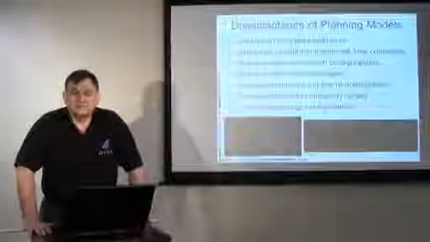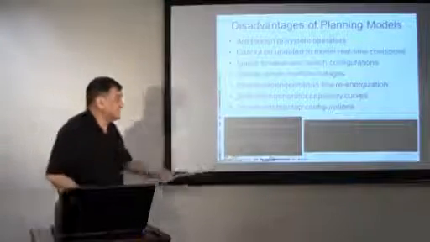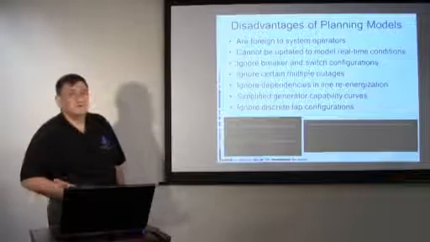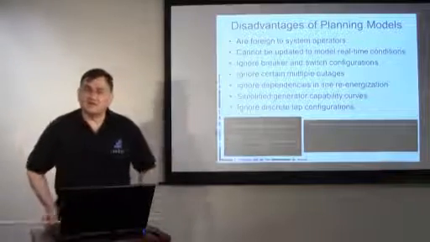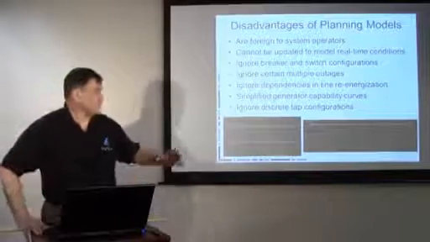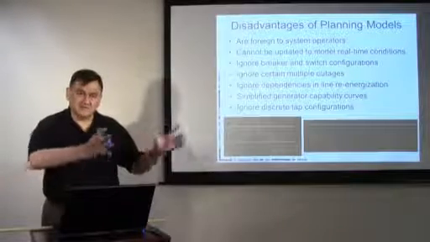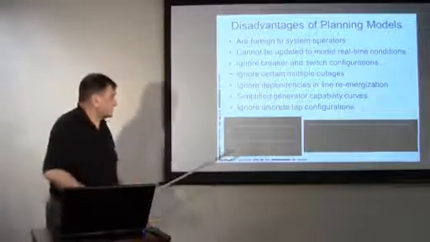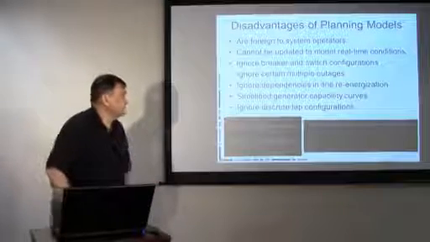The disadvantages: the whole concept of the bus numbering and the simplification of this is relatively foreign to system operators. They don't update automatically as the real-time conditions change, as breakers open and breakers close. There has to be a lot of manual effort to do that. They don't consider the actual breaker and switch configurations. There can be certain outages that they ignore.